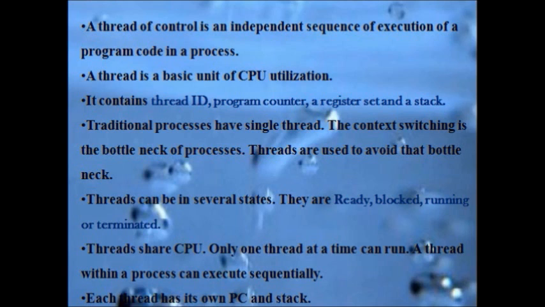Traditional processes have a single thread. Context switching is the bottleneck of processors. Threads are used to avoid that bottleneck. Threads can be in several states. They are ready, blocked, running, or terminated. Threads share the CPU. Only one thread at a time can run. A thread within a process can execute sequentially. Each thread has its own PC and stack.